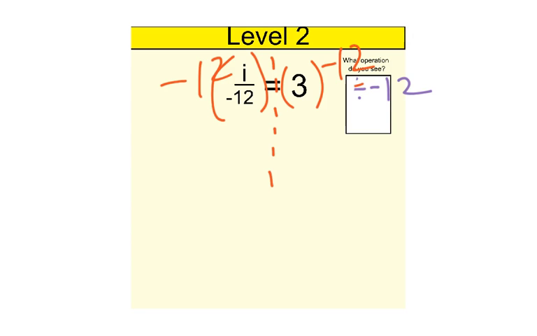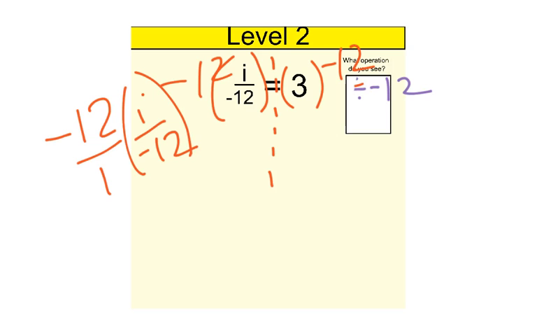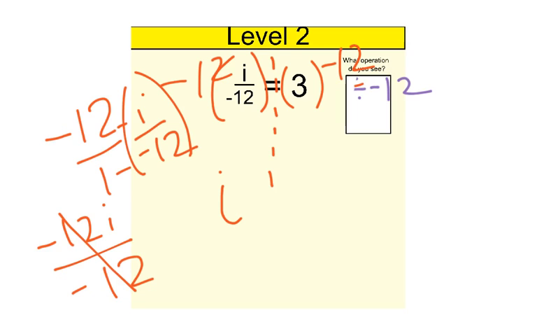But you've got to think about fractions. Why is it working out? Negative 12 over 1 times I over negative 12. If I multiply that, we go straight across: negative 12I over negative 12. I paused this for a minute, so I hope I remember where I was, but we were multiplying fractions down here. Now negative 12 over negative 12 cancels out, and I'm left with just I. So I just wanted to show you what is happening with that fraction there.